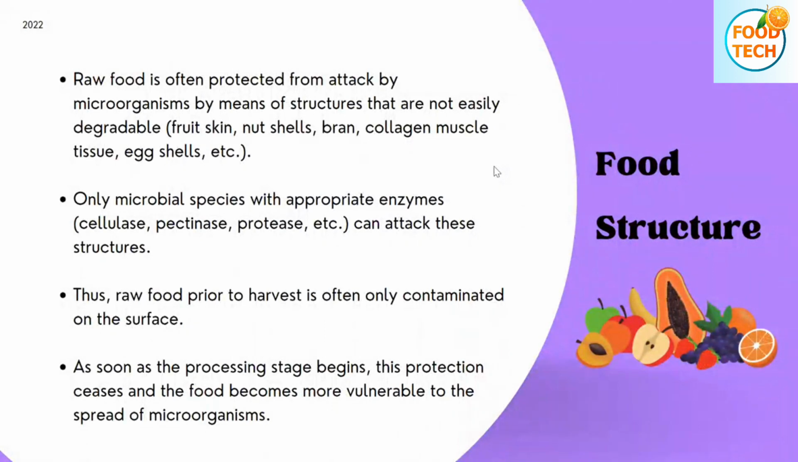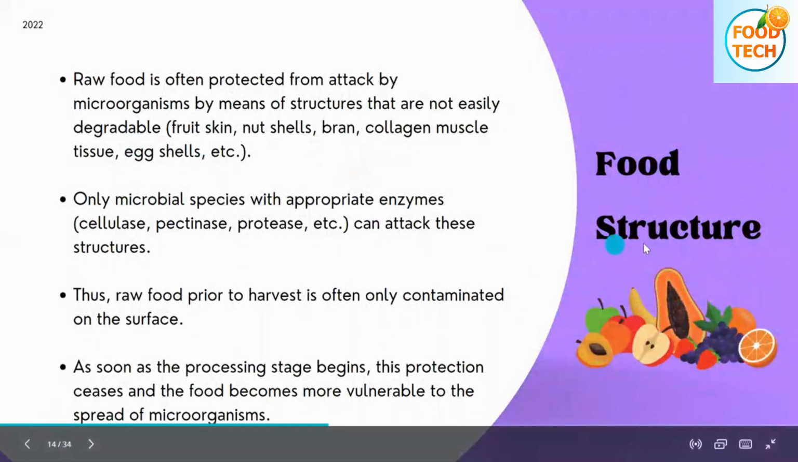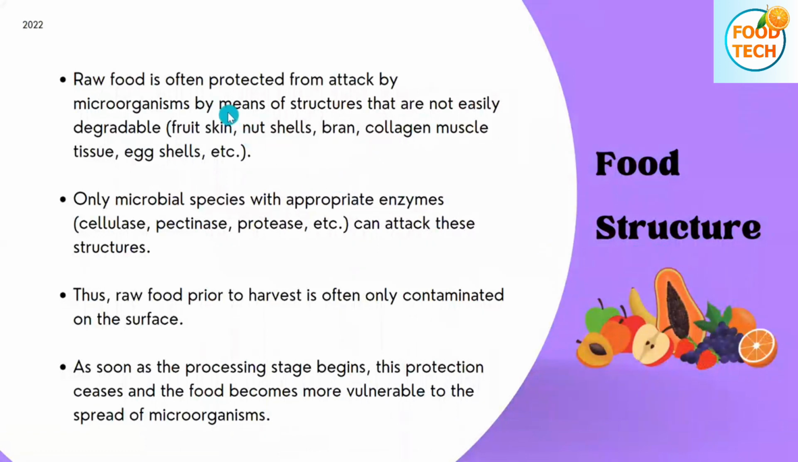But normally microbes are present on the surface of the food, right? Raw food is often protected from attack by microorganisms by means of structures that are not easily degradable. Yes, that is why the microbes cannot penetrate inside because of the fruit skin, right?